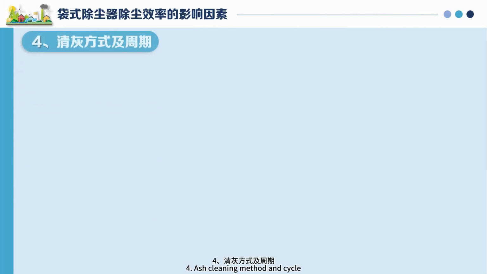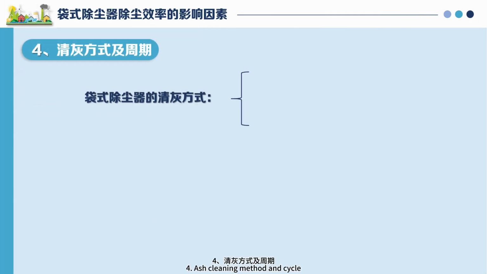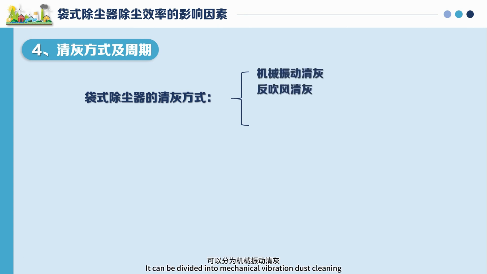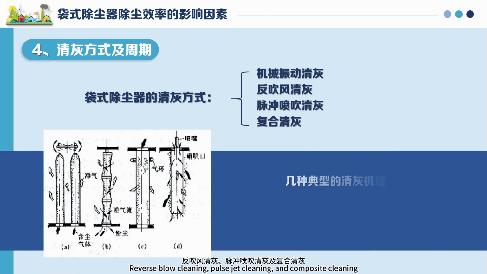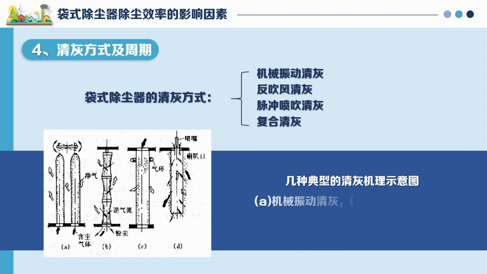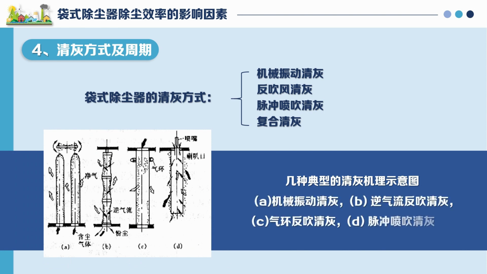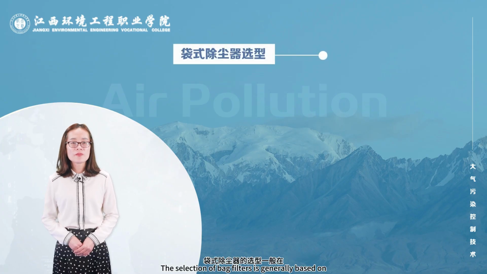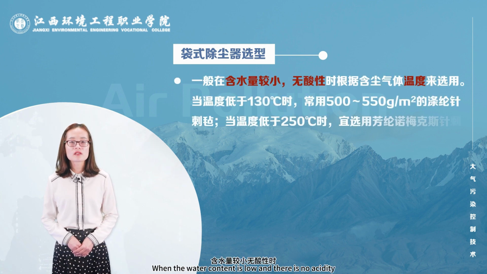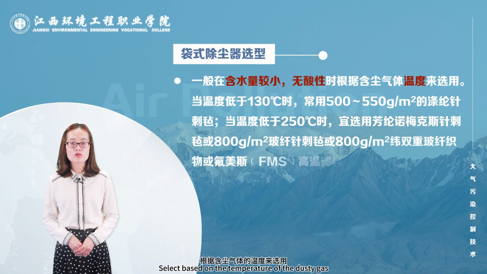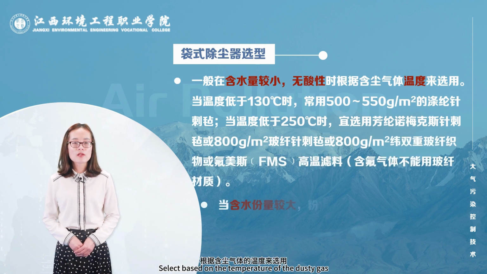4. Ash cleaning method and cycle. The cleaning method of a bag filter can be divided into mechanical vibration dust cleaning, reverse blow cleaning, pulse jet cleaning, and composite cleaning. The selection of bag filters is generally based on the following: when the water content is low and there is no acidity, select based on the temperature of the dusty gas.